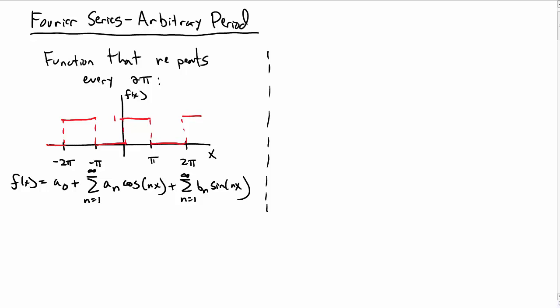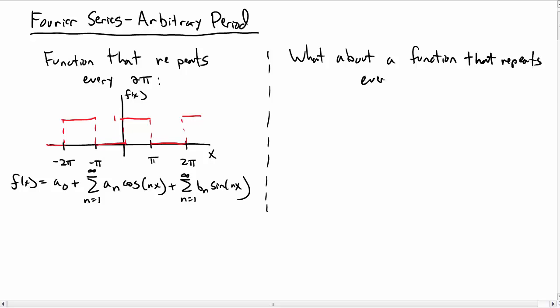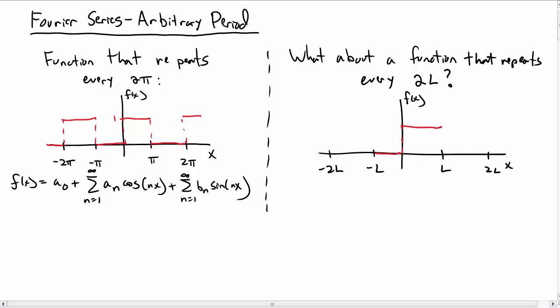Let's consider a Fourier series with an arbitrary period. So let's consider a function that repeats every 2 pi, for instance, a function here, and it has the usual Fourier series expansion. And the question we want to ask is, what about a function that doesn't just repeat every 2 pi, but let's say the function repeats every 2L, where L is arbitrary. So we'll just redraw the function here, and it's going to look exactly the same, except now it's repeating every 2L. So what is the Fourier series for this function?